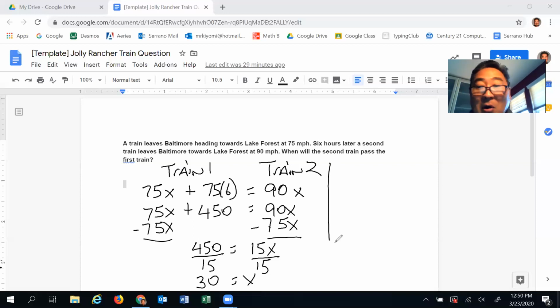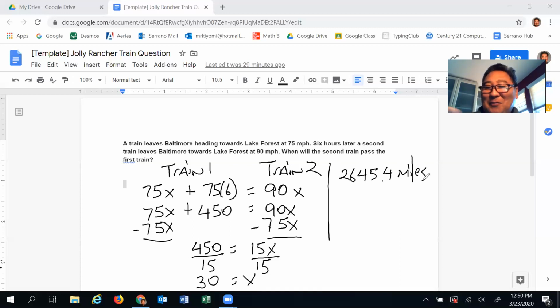But Baltimore is only 2,645.4 miles away from Lake Forest. So the train will never be 2,700 miles away from Baltimore because it's too close of a distance. So the real answer is never. So it's kind of a trick question.